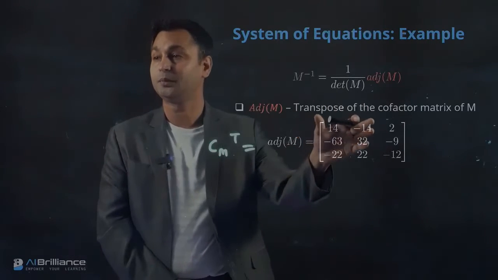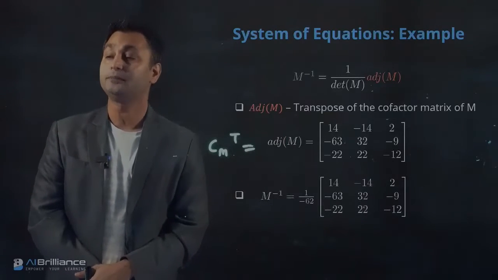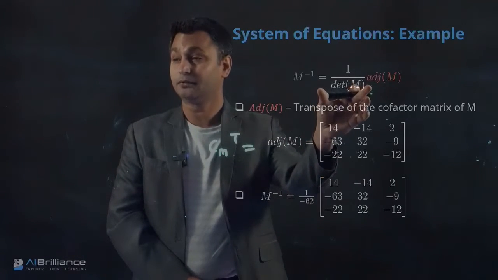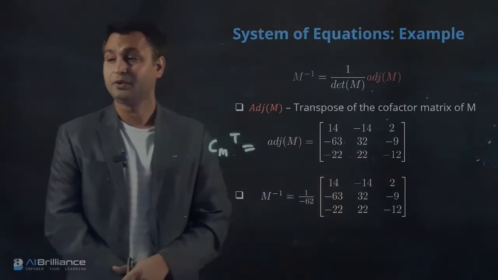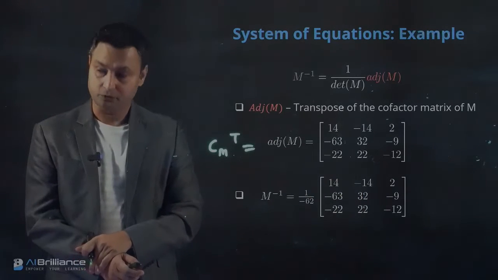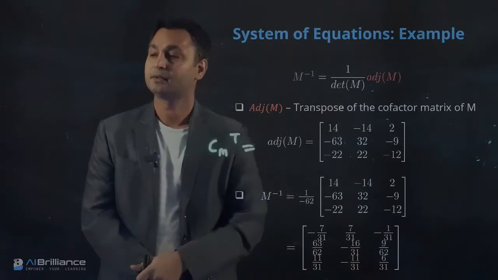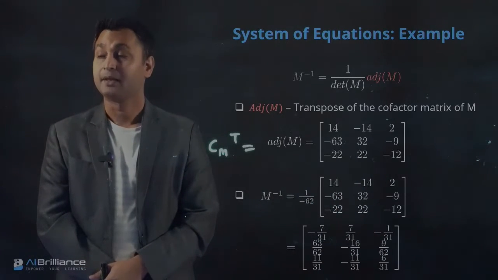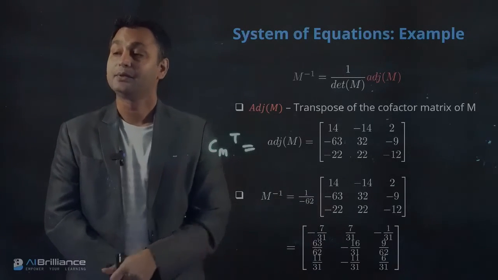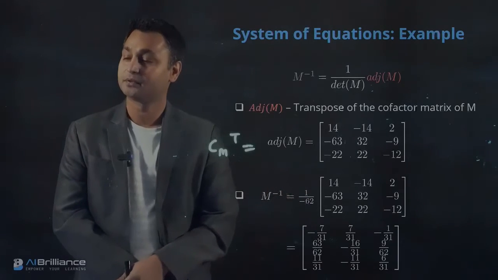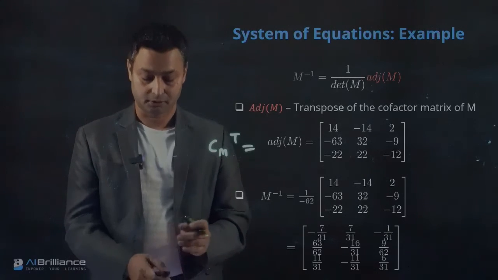Now we have both the determinant of M and the adjoint of M, and we can combine that information to compute the inverse. Remember, the determinant of M came out to be -62. So 1 by -62 multiplied by the adjoint that we have here gives me the M inverse. Now we will multiply all the elements by 1 by -62, and this is the final inverse matrix that we get. And this is the inverse matrix of M. You can see that the process is a little bit involved, but this is how we arrive at the inversion of a given matrix.